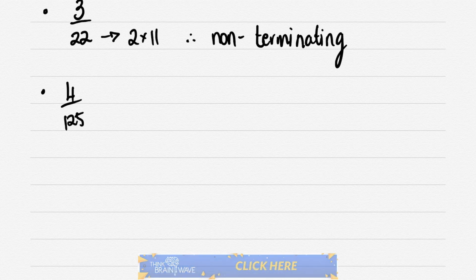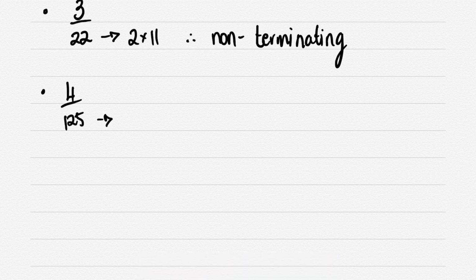Now let's do 4 over 125. We know that 125 through prime factoring is 5 cubed. Therefore, it's terminating because it contains a 2 or a 5.